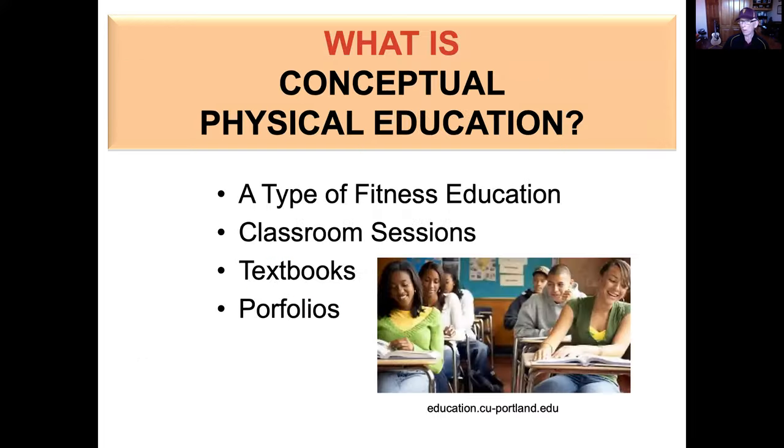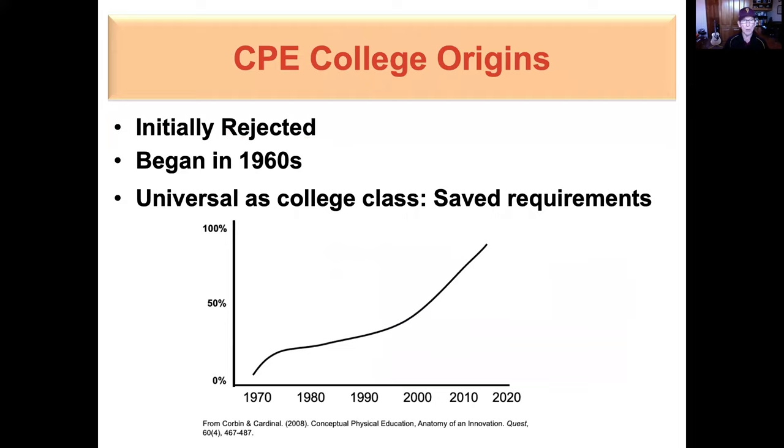The next slide shows that conceptual physical education is a type of physical education, Fitness for Life, for example. At the high school and middle school level, it is a fitness education program that uses a textbook, uses classroom sessions, and helps students maintain portfolios, either print or digital, in order to accomplish standards and fitness education benchmarks. It first started in college in the 60s, and it's become almost universal.